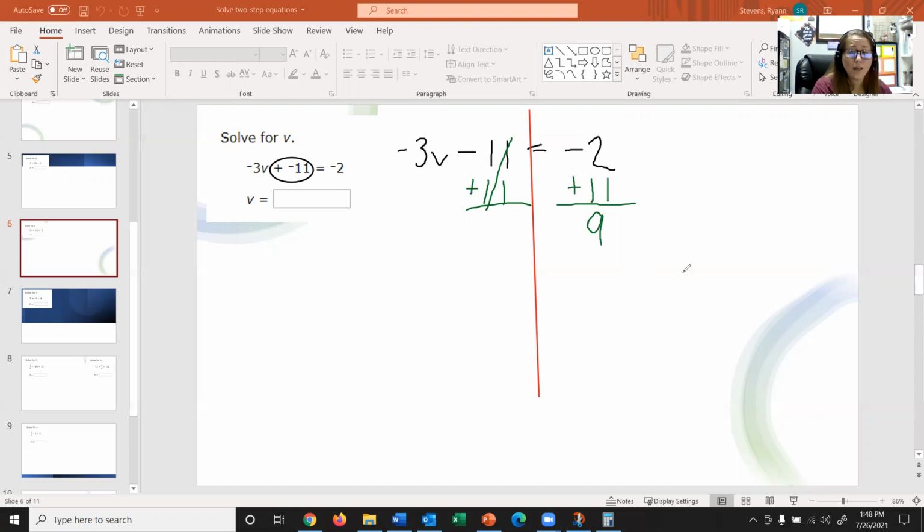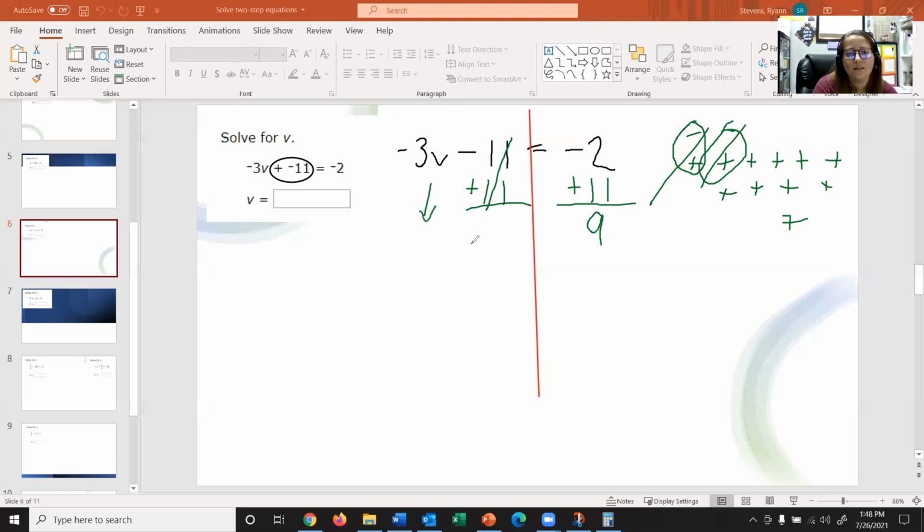Okay. Another way to look at it is if you did the counters and you had 2 negative counters, and then we have 11 positive counters. 3, 4, 5, 6, 7, 8, 9, 10, and then 11. And then we want to make 0 pairs, so these would match up and these would match up, and then they would cancel, and then we would be left with 9 positive counters.